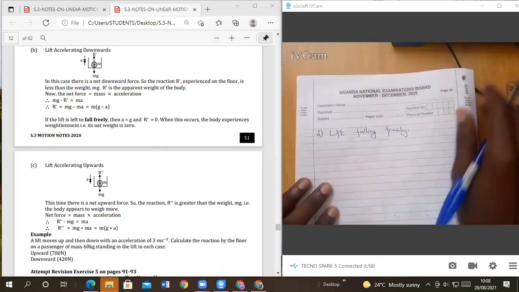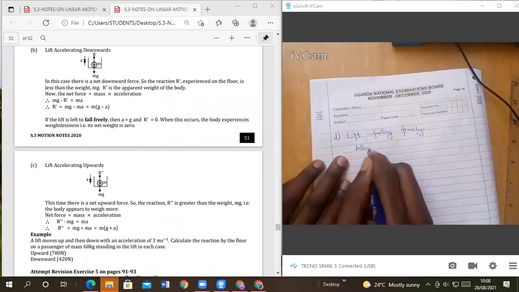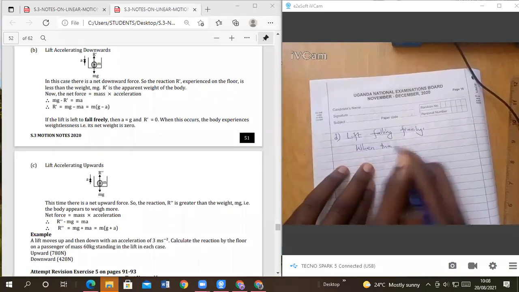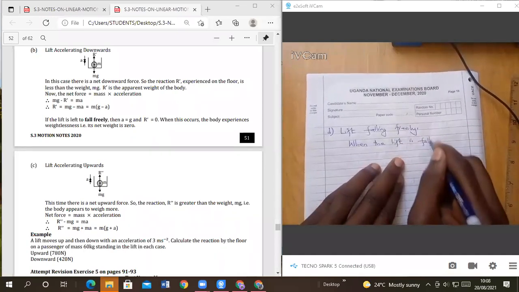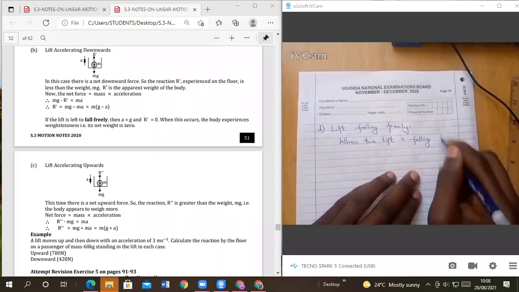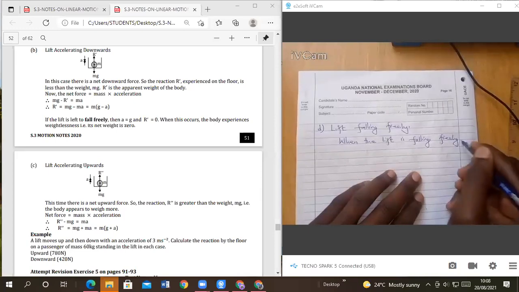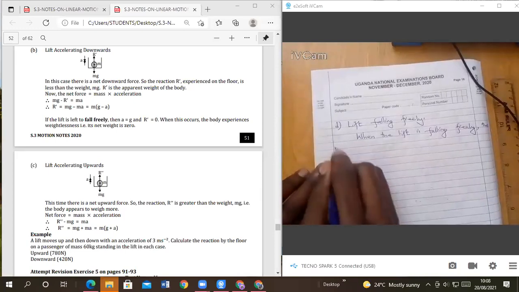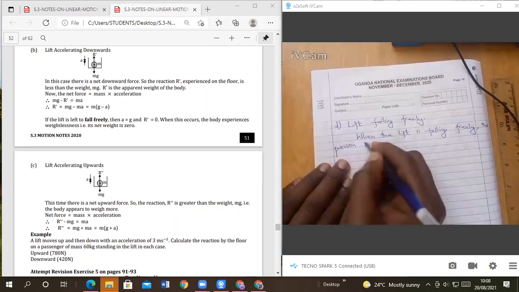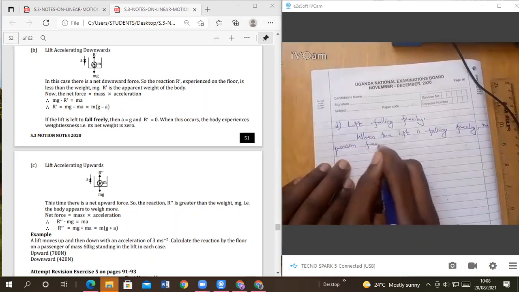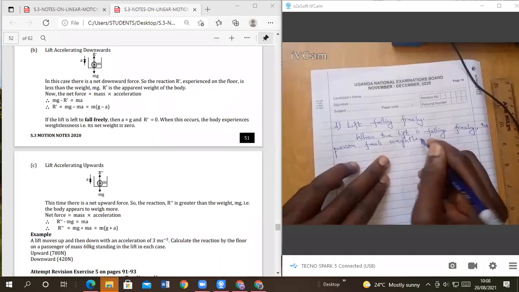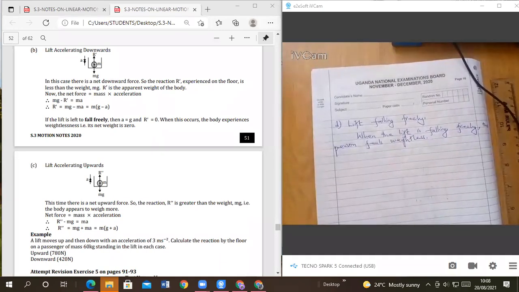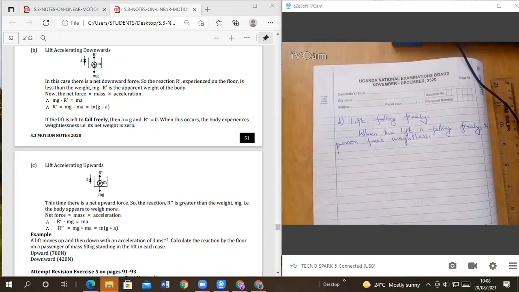Let's write this. When the lift is falling freely, the person feels weightless. You'll be in a state which we call weightlessness. You feel like there's no force being exerted anywhere, like there's no force acting on you. Okay?